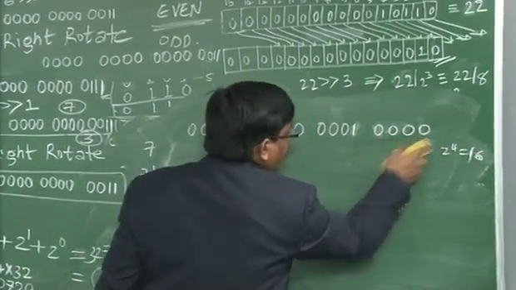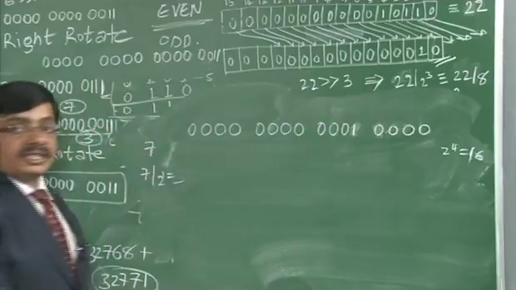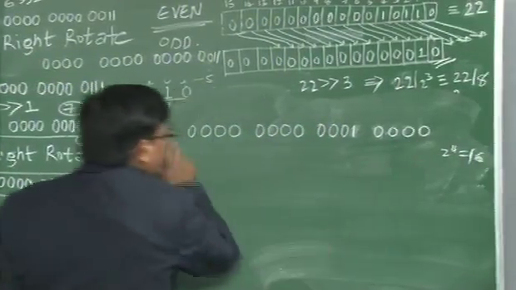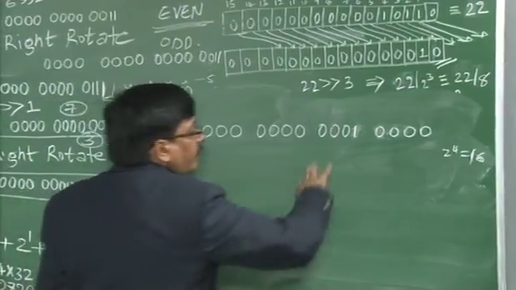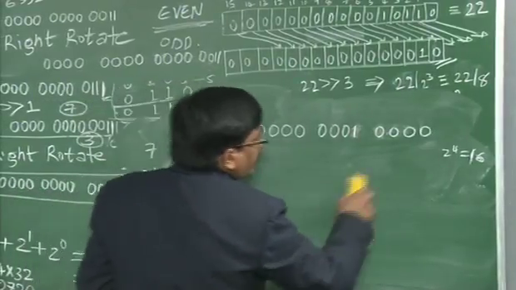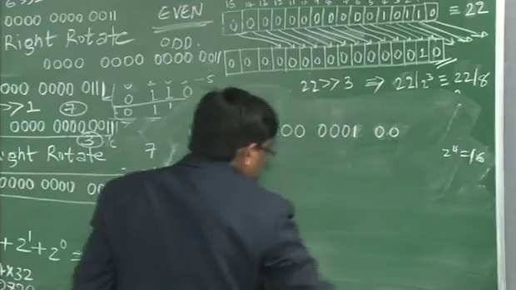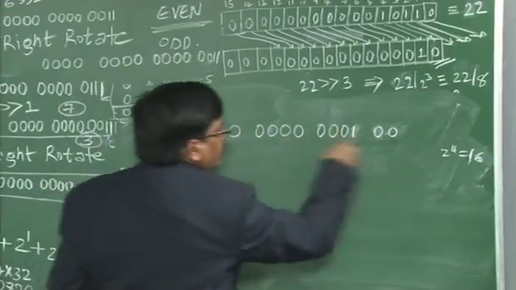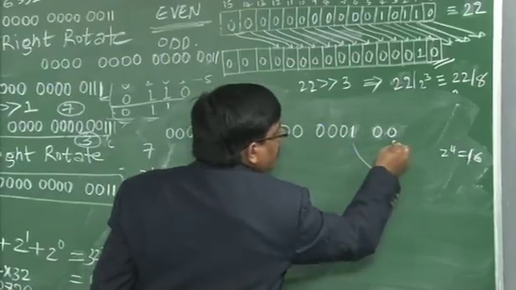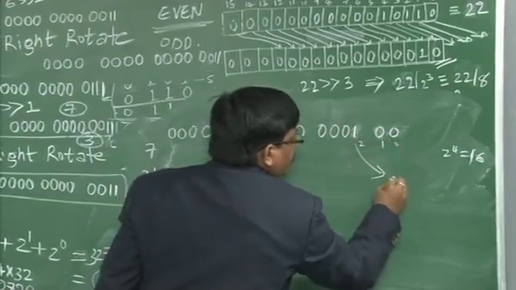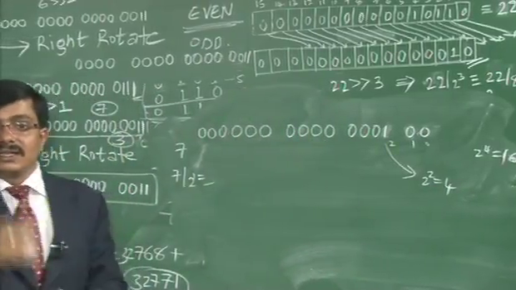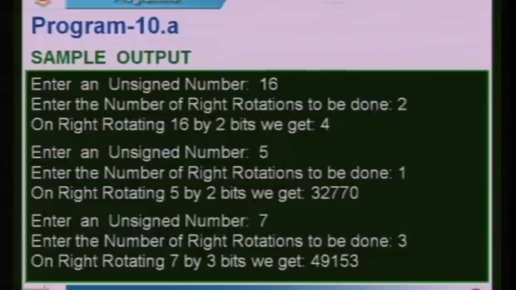Fine. Now, when I perform this right rotation by 2 bits, this is the same as right shifting by 2 bits. These two zeros will come here and then we get the result. When I perform the right shift here, 2 bits means these two zeros will be taken out and added at the other end. So this binary sequence corresponds to 2 raised to 2, which is 4. The value we get there is 4. So on right rotating 16 by 2 bits, we get the value as 4.